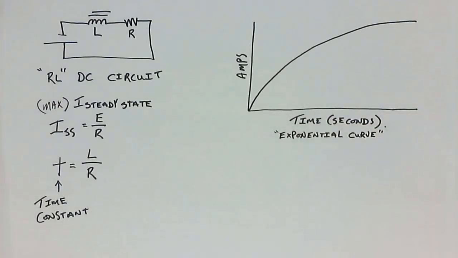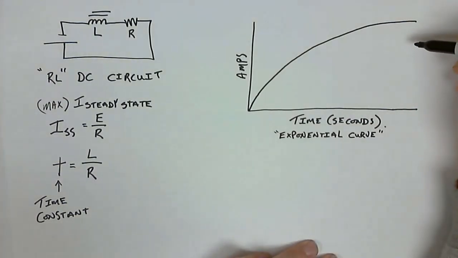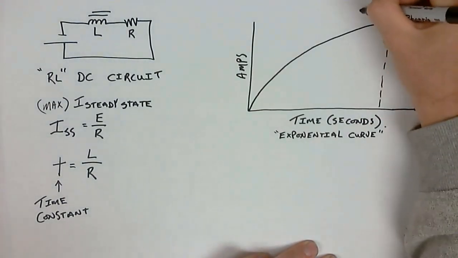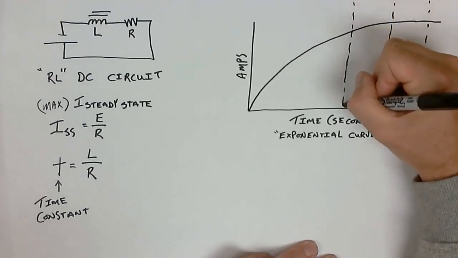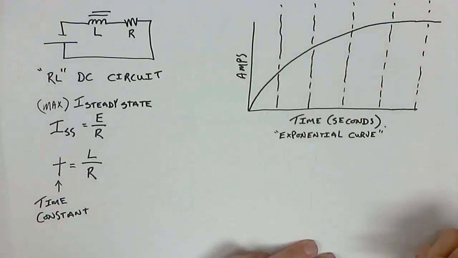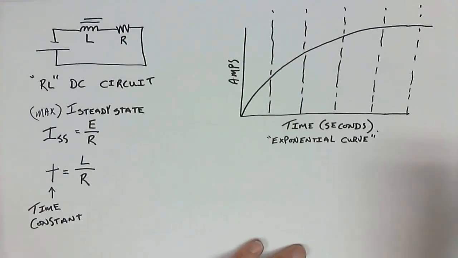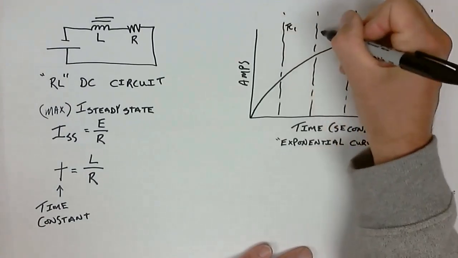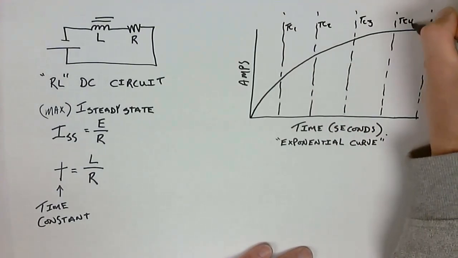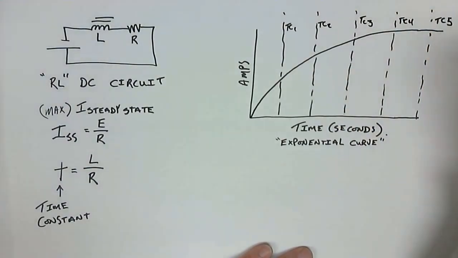It's also referred to as a logarithmic calculation at times, but that aside, what's important here is that an exponential curve can be divided into 5 equal slots of time. 1, 2, 3, 4, and 5. We can label these as time constant 1, time constant 2, time constant 3, time constant 4, and time constant 5.